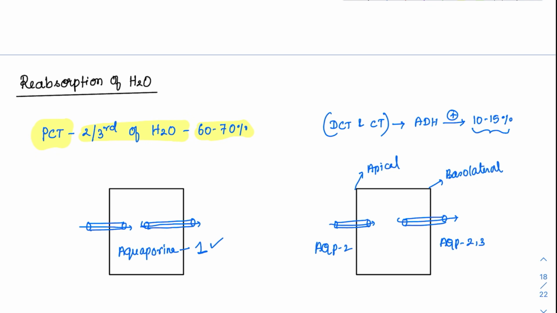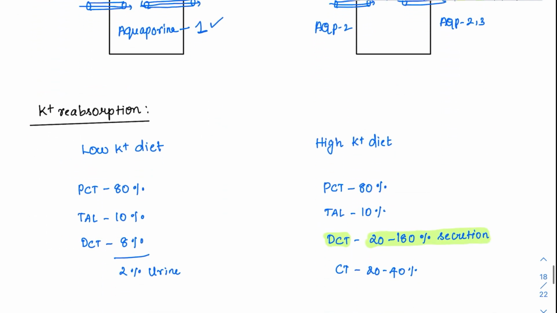And there are some facts about sodium reabsorption which we have to remember, because it is different for a low potassium diet and a person taking high proteins, that is a high potassium diet. What happens is the PCT is reabsorbing 80%, that we saw. PCT will reabsorb 80% in the high diet also. Then the thick ascending limb will reabsorb 10%. They will also reabsorb 10% in the high diet also.